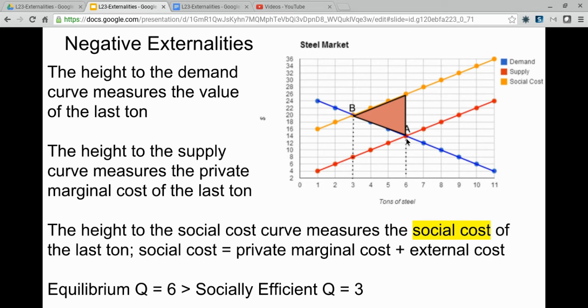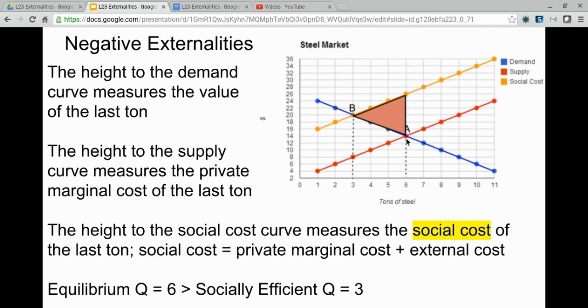In lesson 19, we showed that equating the value of the last unit with its marginal cost maximizes the standard of living and gave the market a cheer. However, lesson 19 did not consider what happens when the transactions between buyers and sellers impose an external cost on bystanders. Let's look at what would happen if pollution created by the production of steel creates a $12 external cost paid by people living downwind or downstream from the factories.